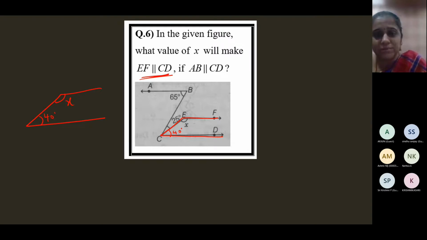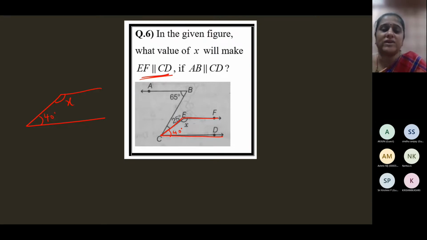But when are they supplementary? They are supplementary only if the lines are parallel. Co-interior angles are supplementary only when the lines are parallel. So if X is 140 degrees, 140 plus 40 is 180. They're supplementary. That means EF will be parallel to CD.